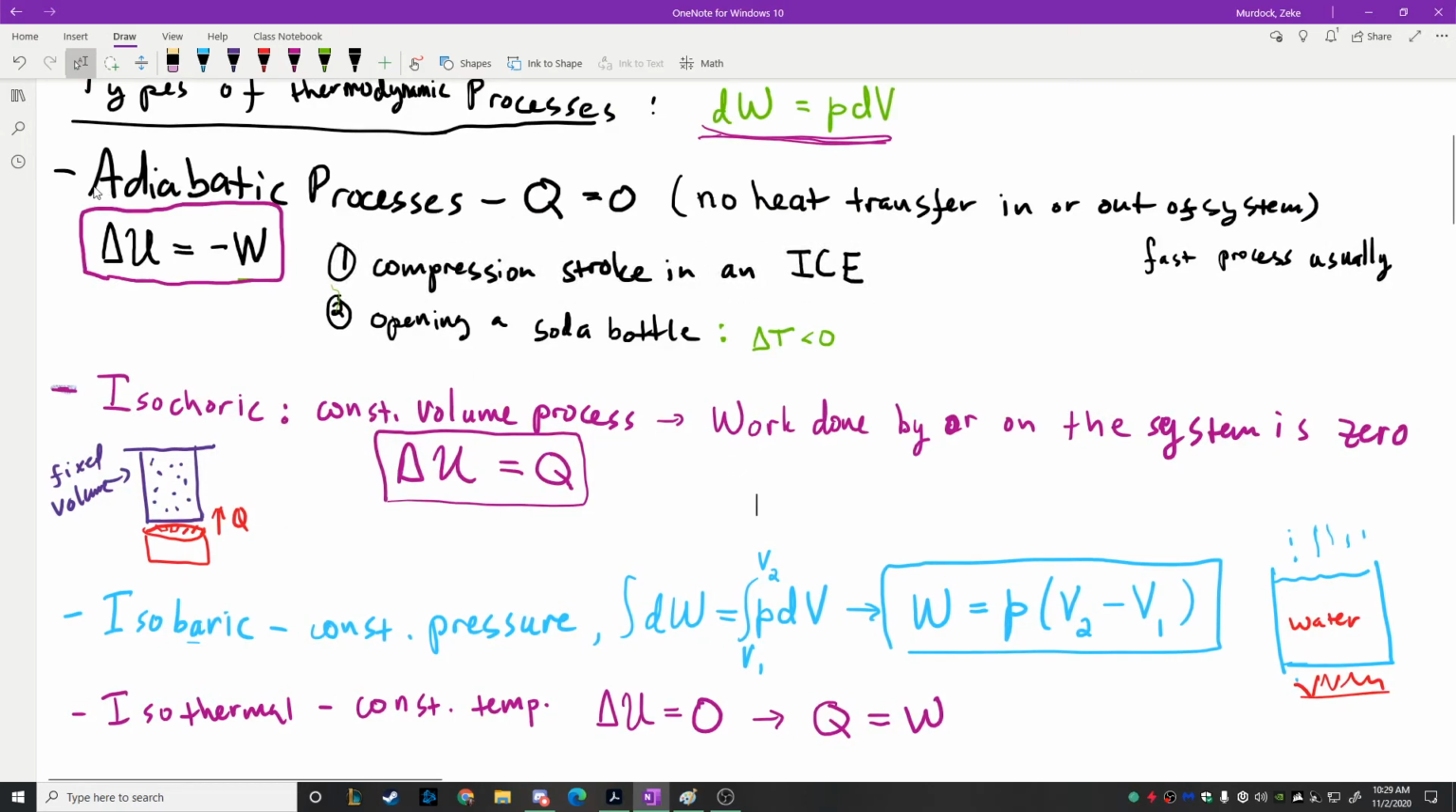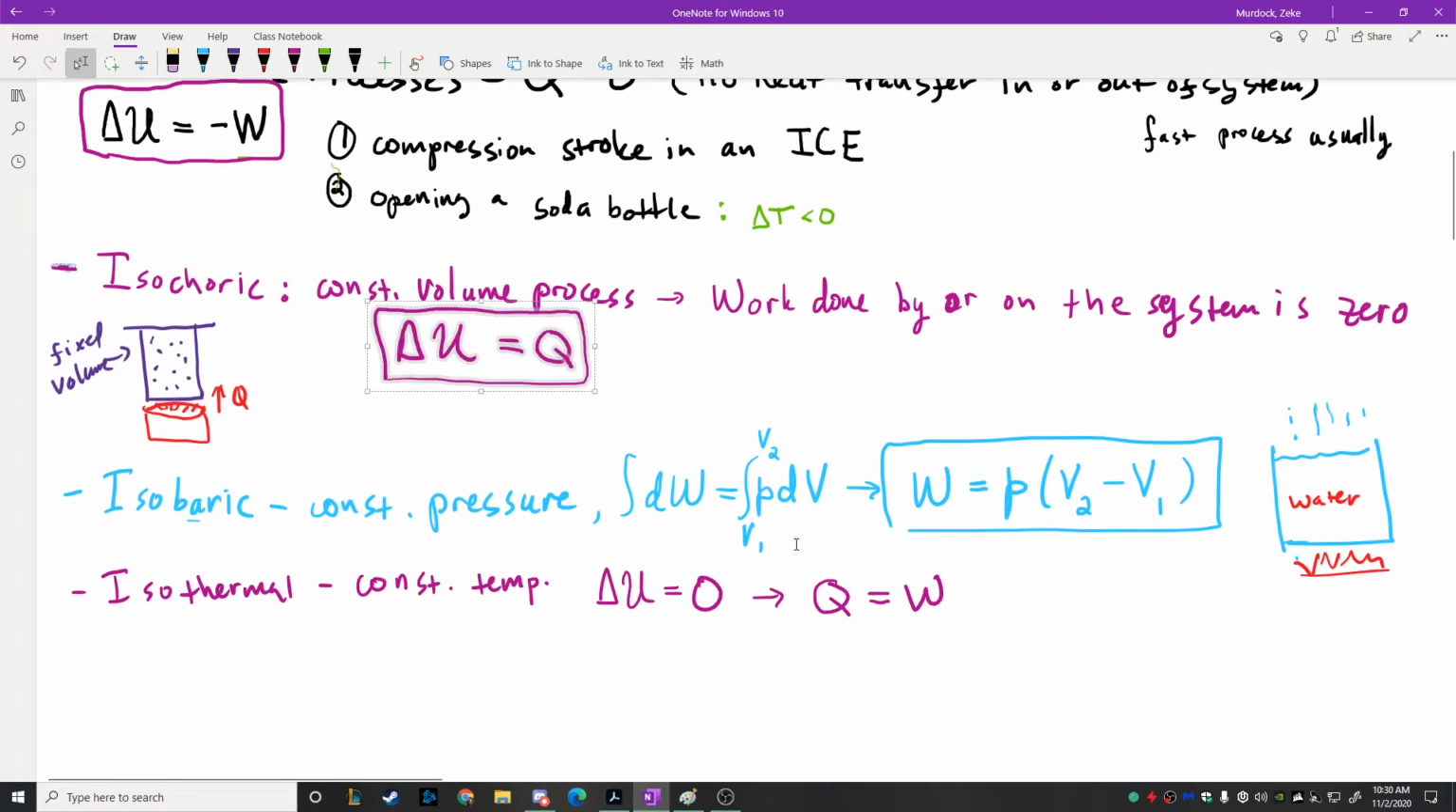So the key thing here is adiabatic, change in internal energy is equal to the negative of the work done by the process. Isochoric, change in internal energy is just equal to the heat that comes in. Isobaric, work is this. And then for an isothermal, we get this one. Heat comes in is equal to the work done. Any questions?